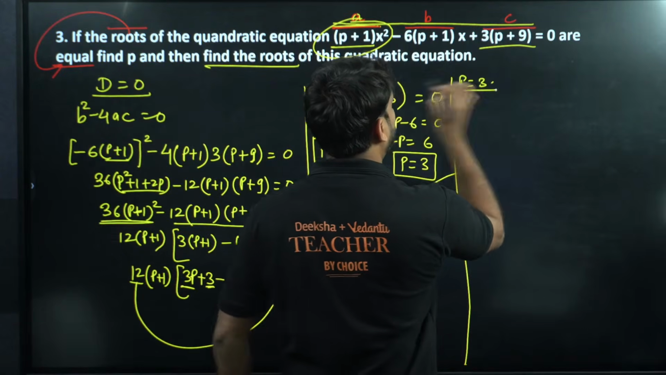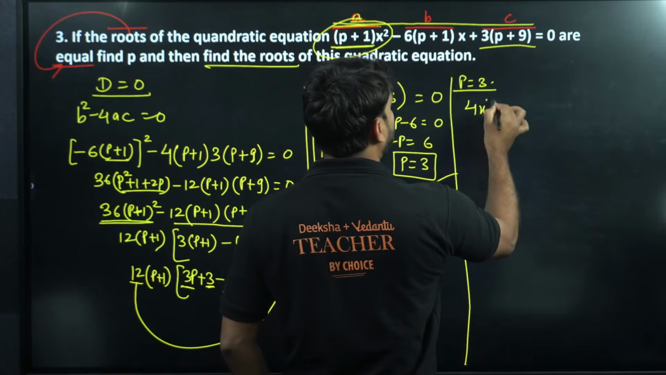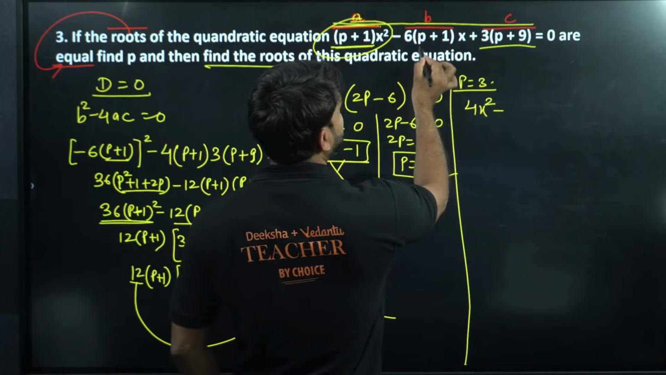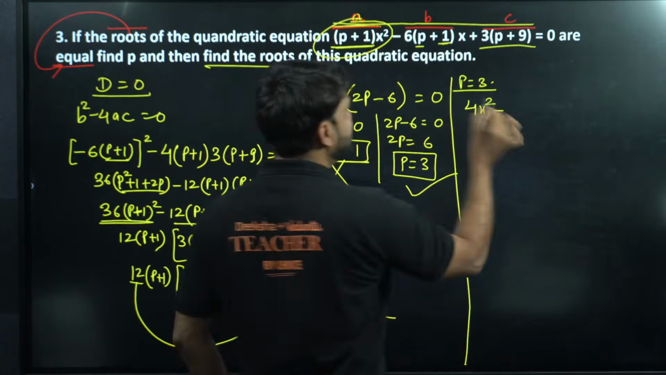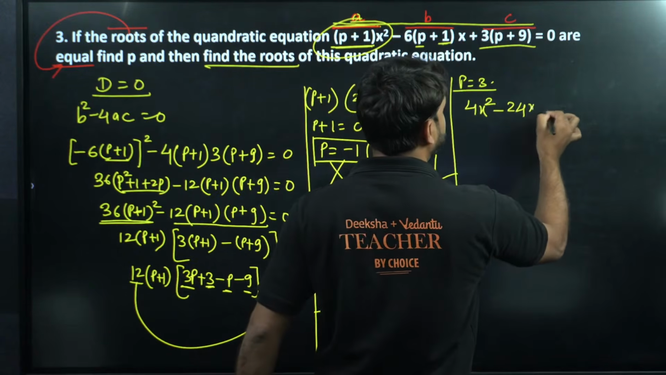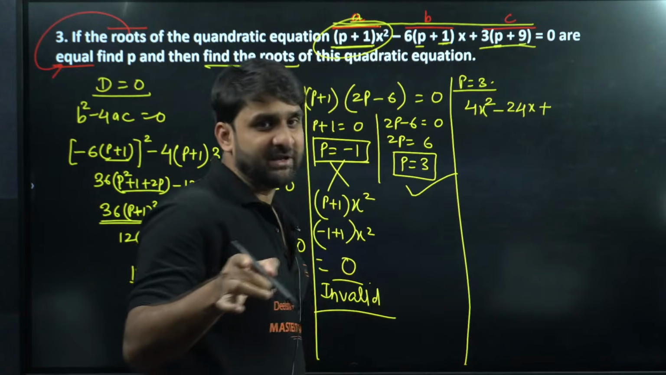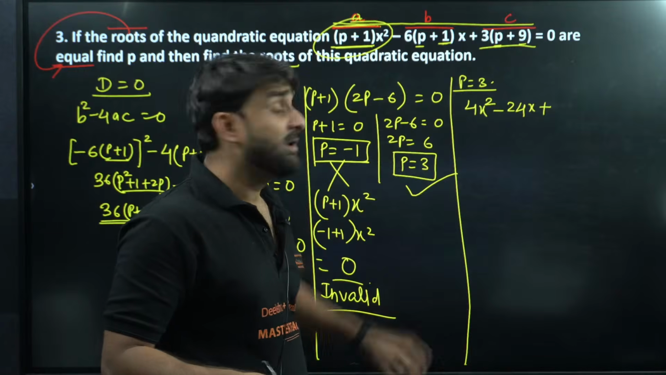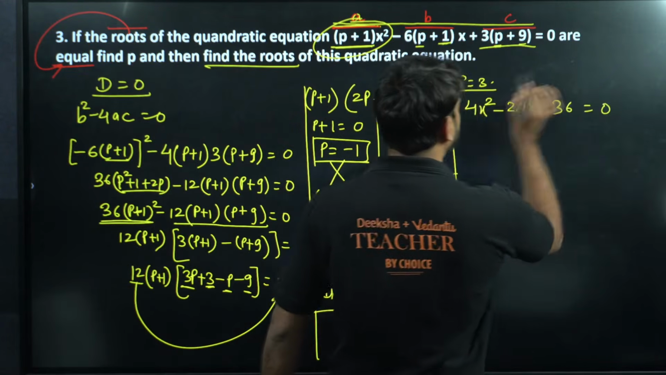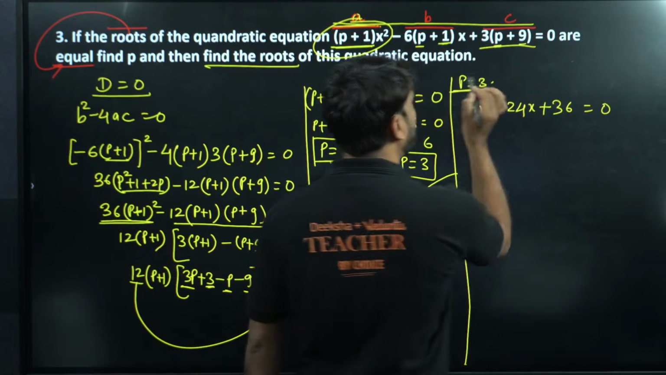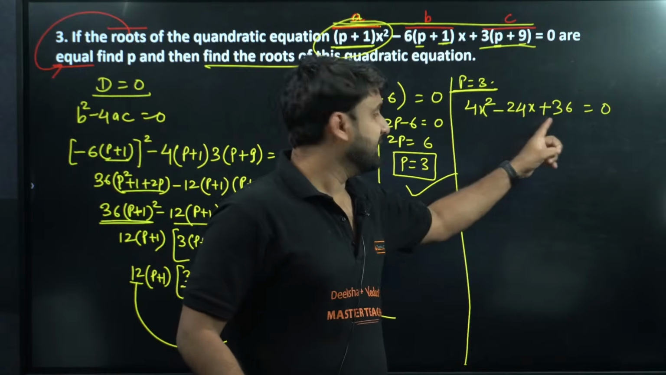So what will be the quadratic equation? This is 3 plus 1. 3 plus 1 will be 4. 4x square minus, this is 3 plus 1. So 3 plus 1 will be 4. And 4 6 are 24. 24x plus here, this is P plus 9. So P is 3. And 9 plus 3 will be 12. And 12 3s are 36. So we have 36 is equal to 0. So at P is equal to 3, the equation will be looking like this, right?